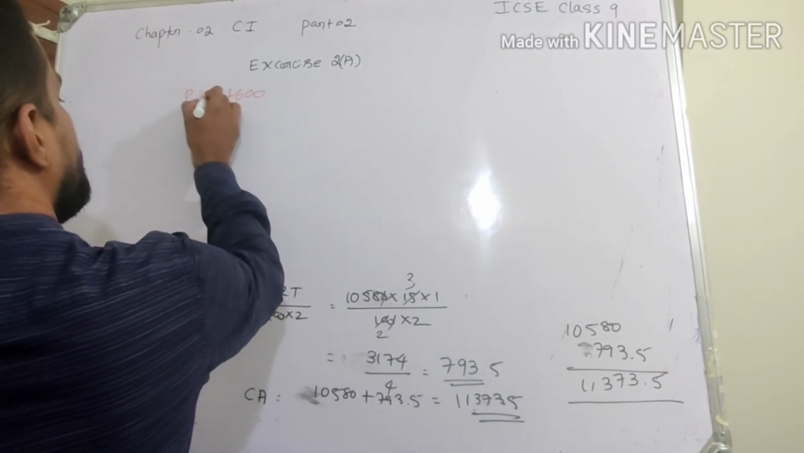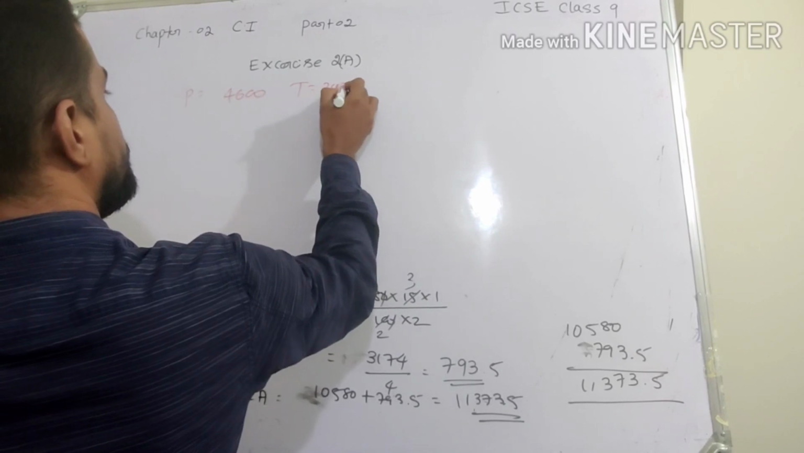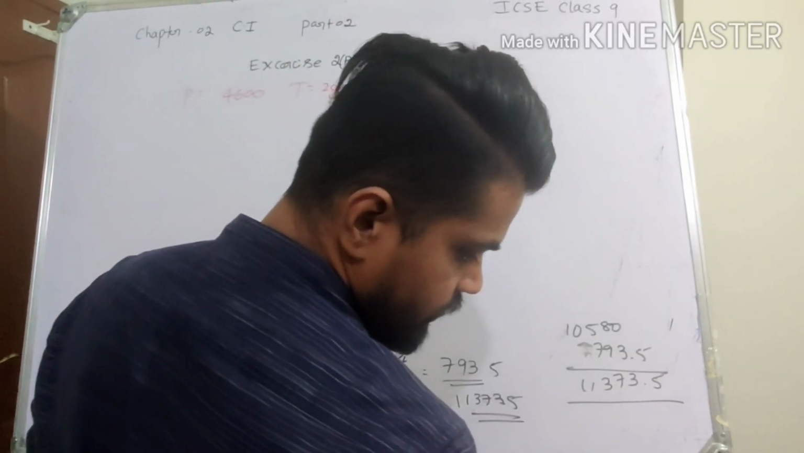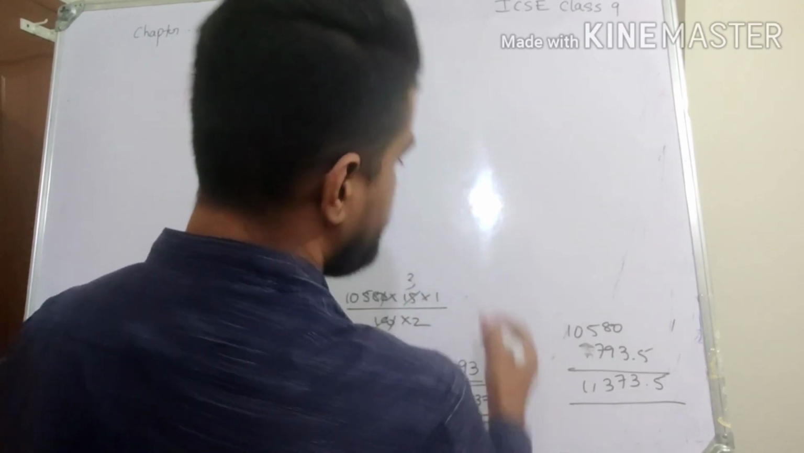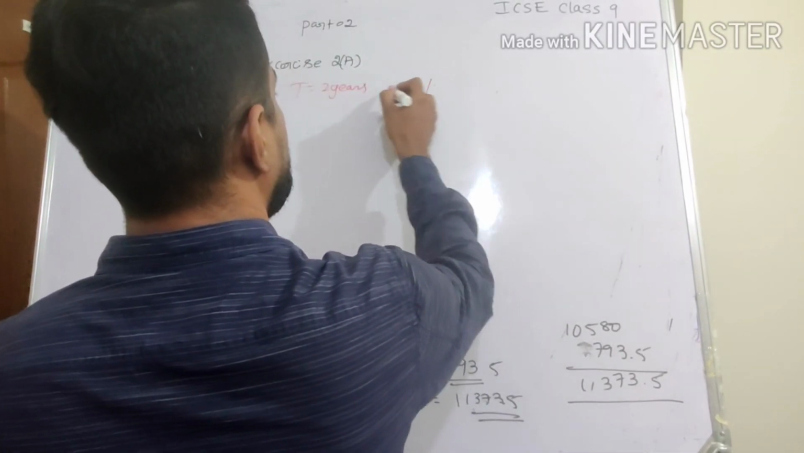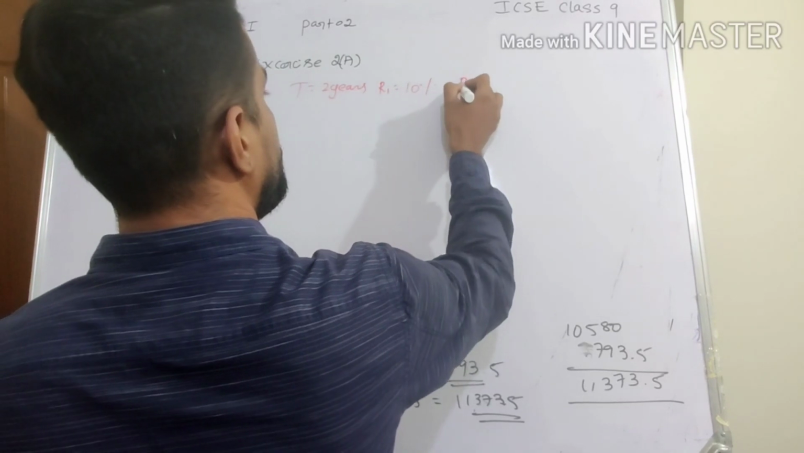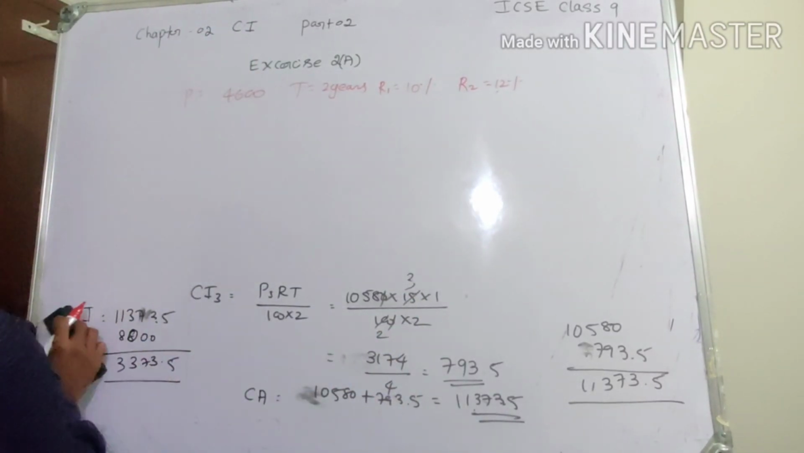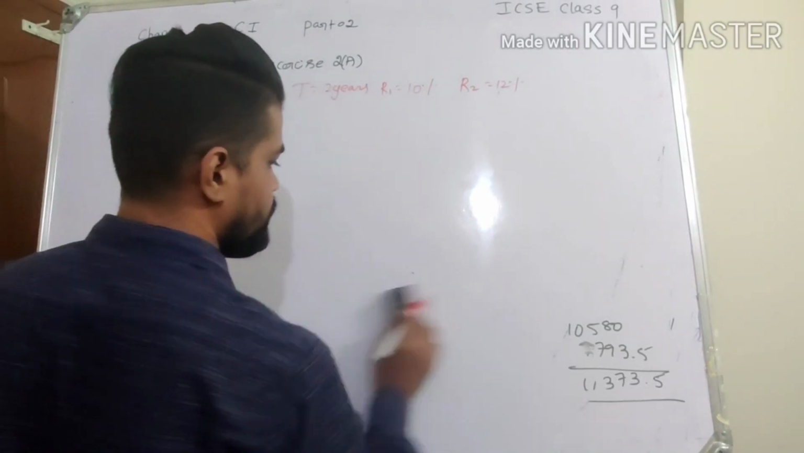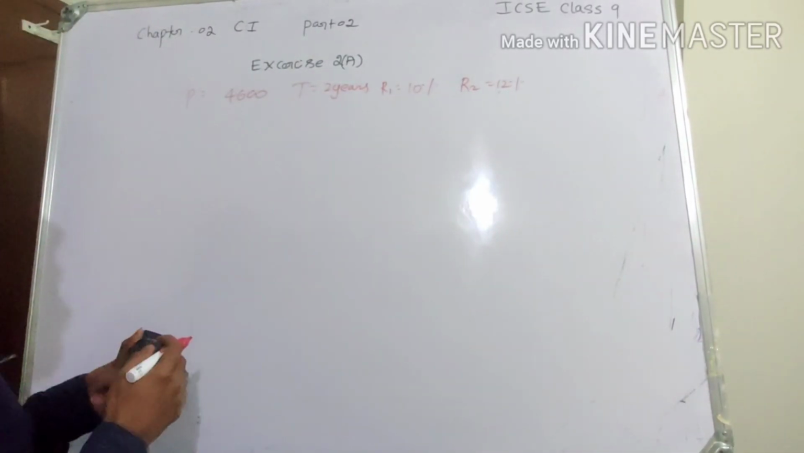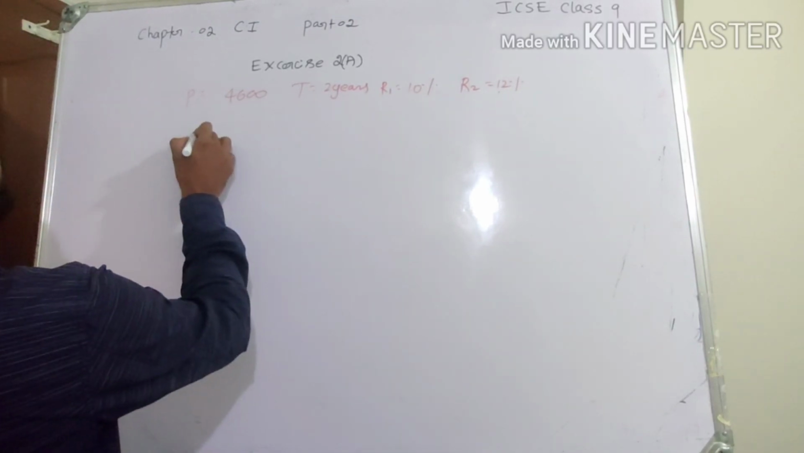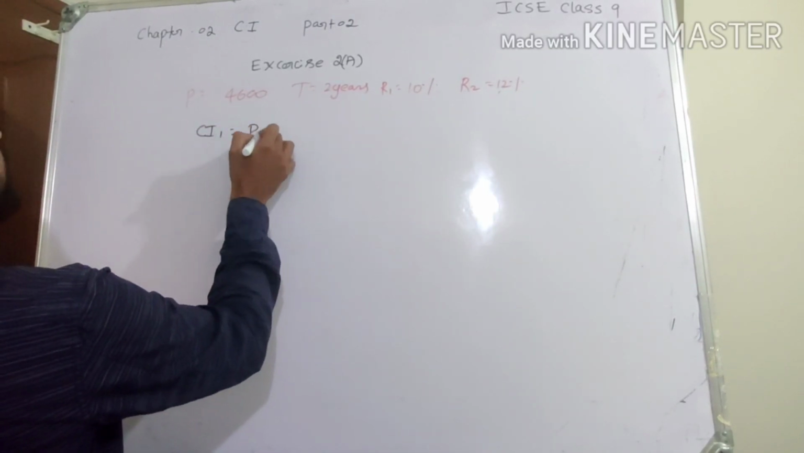4,600 is the principal and the duration is 2 years. What happens if the rates of interest for the successive years are 10% and 12%? That means R1 is 10%, R2 is 12%. So the rate of interest is changing. For the first year it was 10%, second year it is 12%. Now 4,600 is the principal for the first interest.